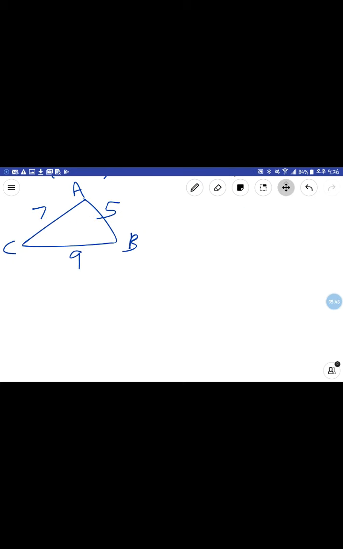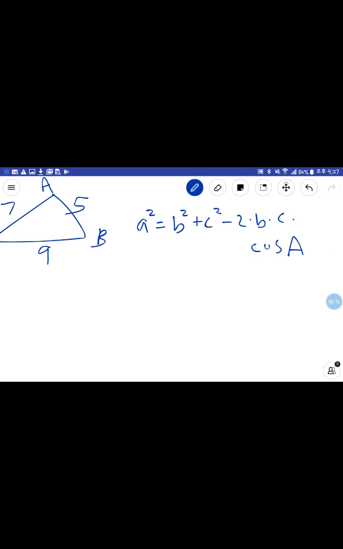Alright, so now my job is to find all the angles, right? So we're going to use the law of cosines to find angles A, B, and C. I'm going to start with my angle A. a squared equals, what was it? b squared plus c squared, always minus 2 times what? b times c times cosine angle A. That is the formula.